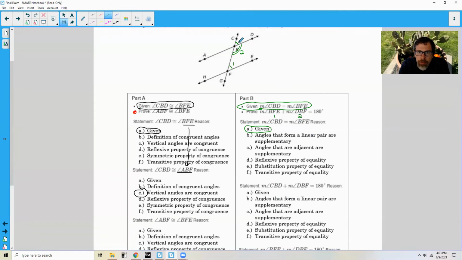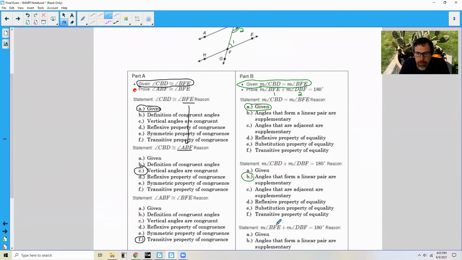Number 2, statement: the measure of angle CBD up here, okay, plus the measure of angle DBF right here is 180 degrees. Well, CG is a straight line. So two angles on a line are supplementary because they are linear pairs. So it's B, angles that form a linear pair are supplementary. All right. And then finally, it says statement measure of angle BFE plus the measure angle DBF equals 180.